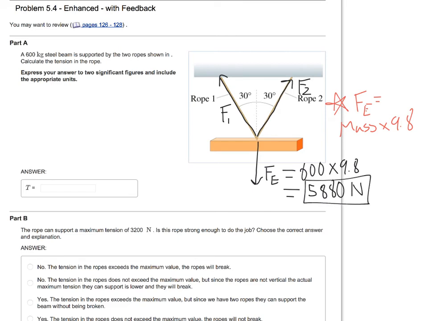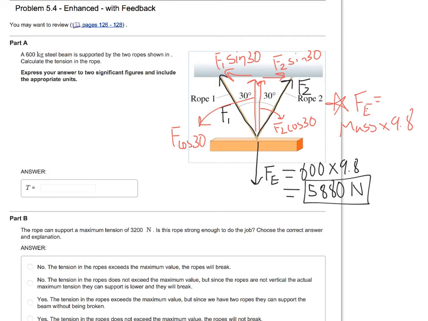I'm now going to break my angled forces into components. I have F1 sine of 30 as the x component, and the y component is F1 cosine of 30. Same thing for F2: the x component is F2 sine of 30, and the y component is F2 cosine of 30.